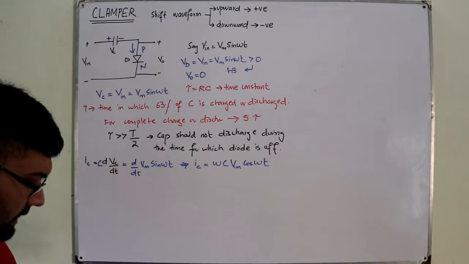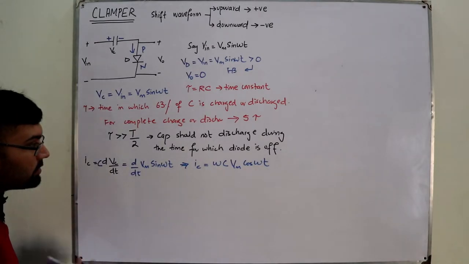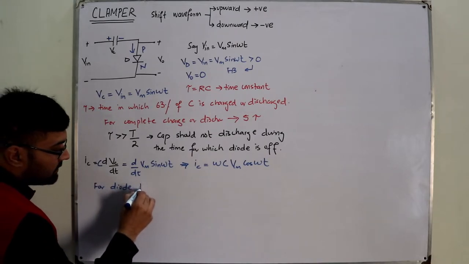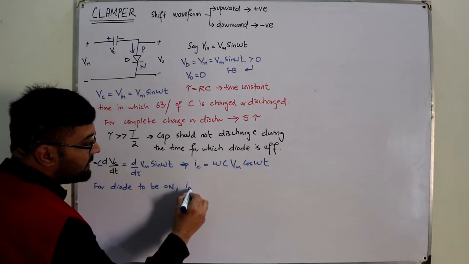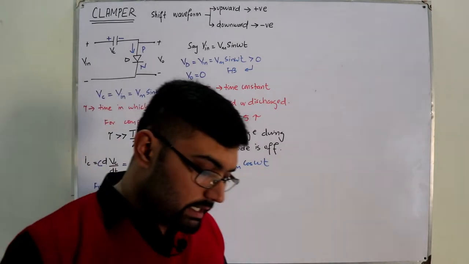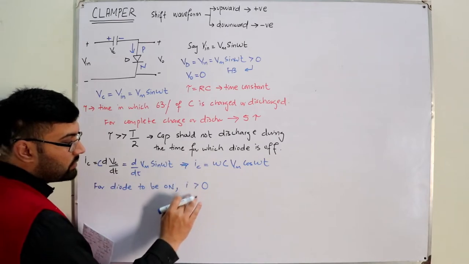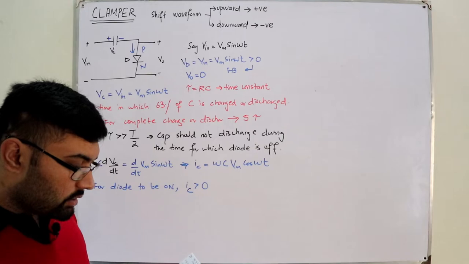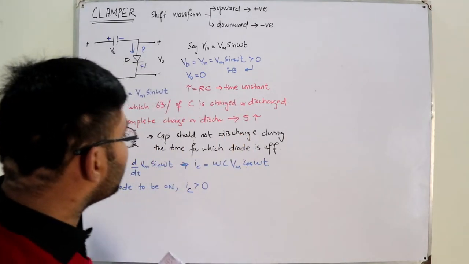So in order for the diode to conduct, for the diode to be on, what should be the condition? To be on, the current ID, the current through the diode, should be greater than zero. Isn't it like this? It is. Or this current is the same as the capacitor current, as we found out. So we could write that the IC value should be greater than zero. Right? Yes.